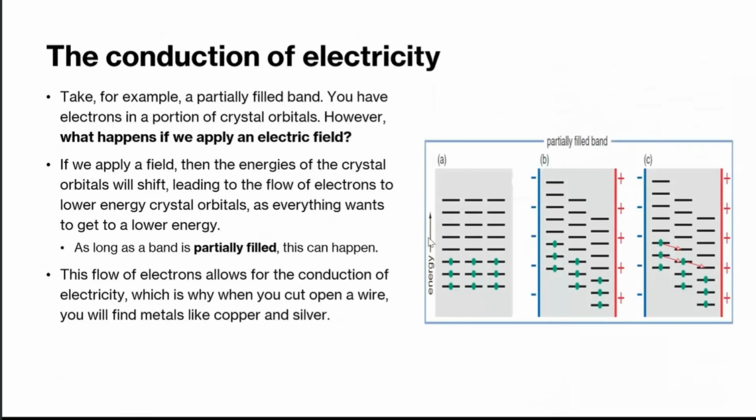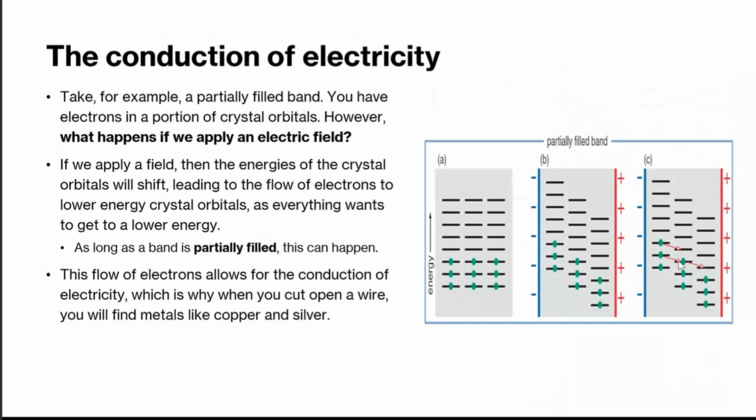Now we're going to go on to how this band theory is associated with the conduction of electricity. Say you have a partially filled band, so you have electrons in a portion of these crystal orbitals. If we apply an electric field, remember that opposite charges attract and like charges repel. This will shift the energies of these crystal orbitals. Since everything wants to get to a lower energy, we can see these electrons shifting from their current crystal orbitals to new crystal orbitals that are lower in energy. And this flow of electrons allows conduction to happen.